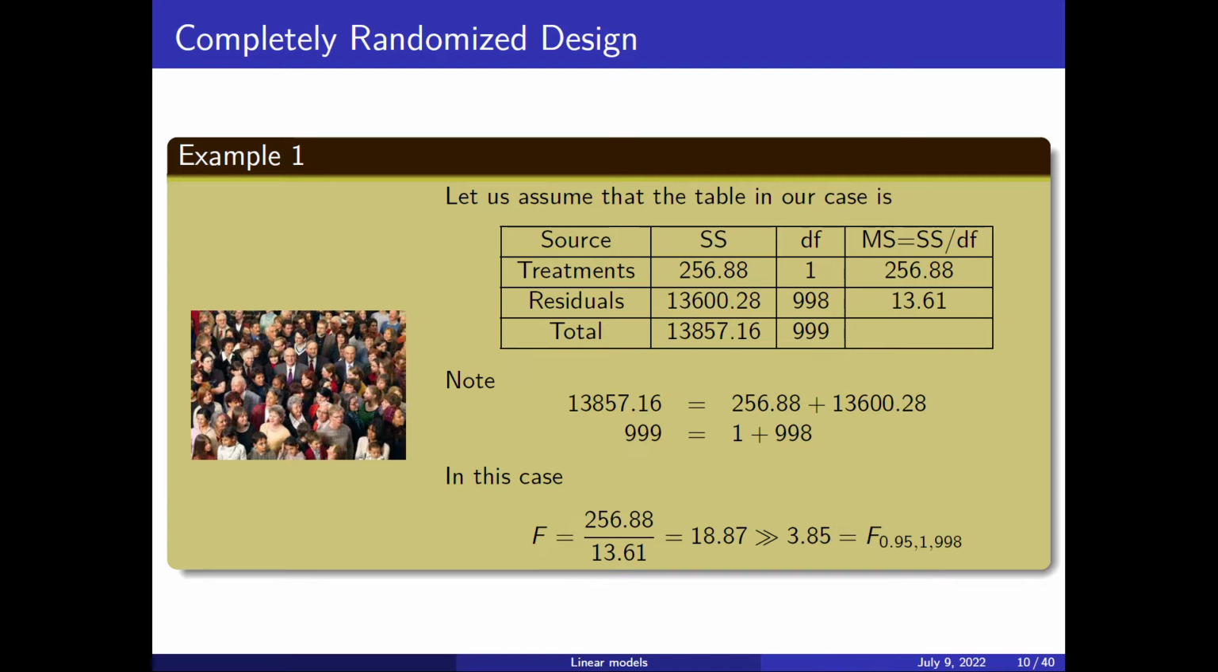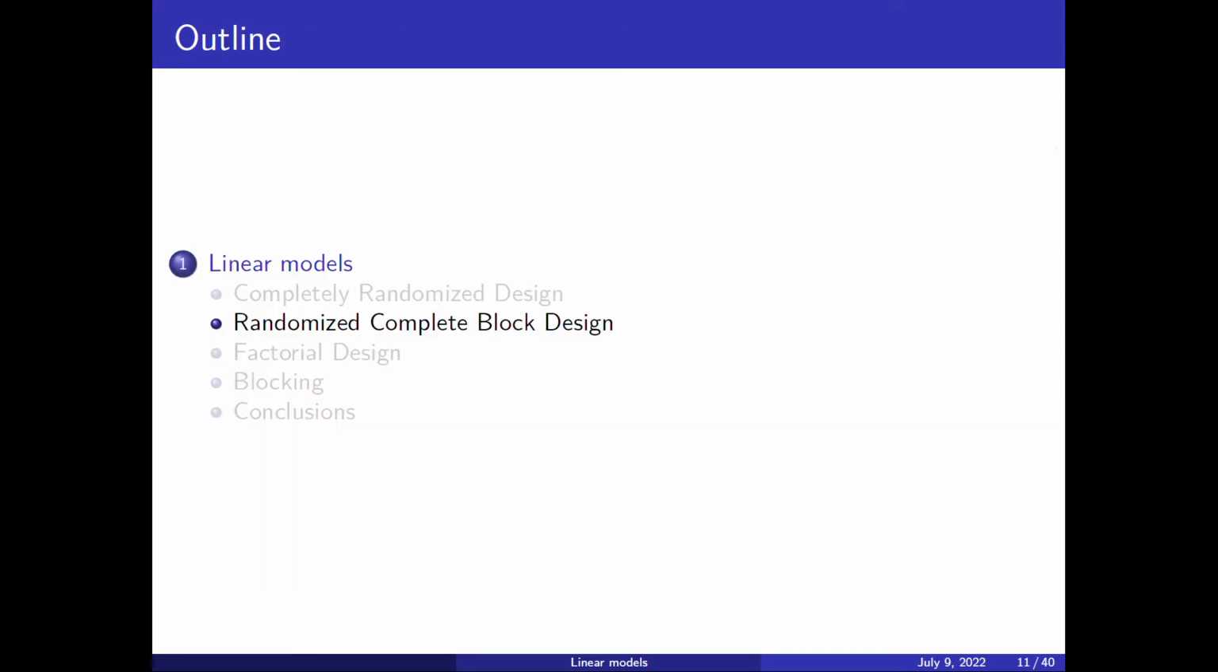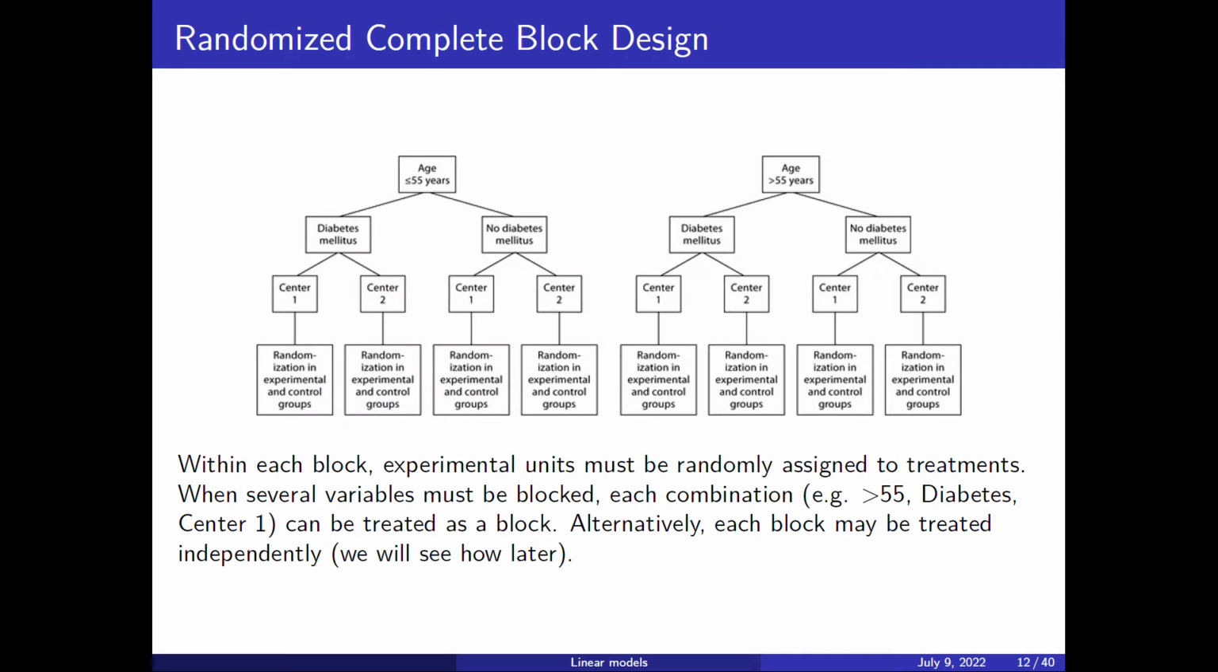And we have shown that our treatment to blood pressure is useful. Okay, so this is completely randomized design. What about if we have blocks? So if we have blocks, let's say that we think that the age may make a difference in our measurements, or the fact that you have diabetes or not diabetes, it may also make a difference.